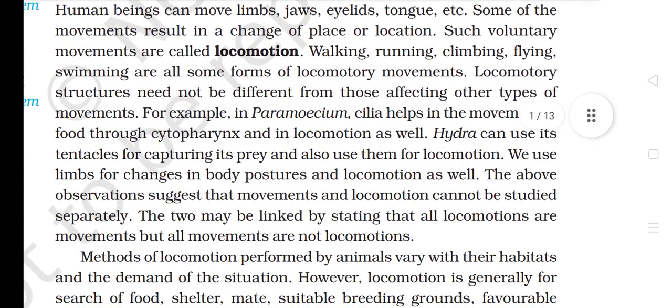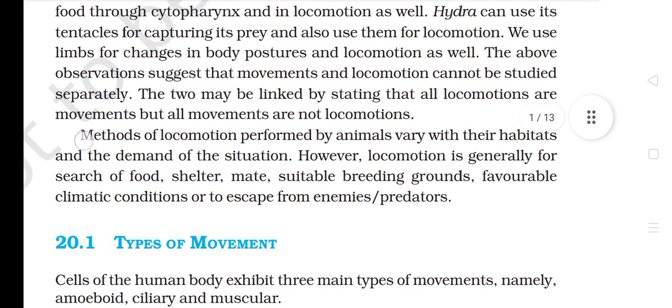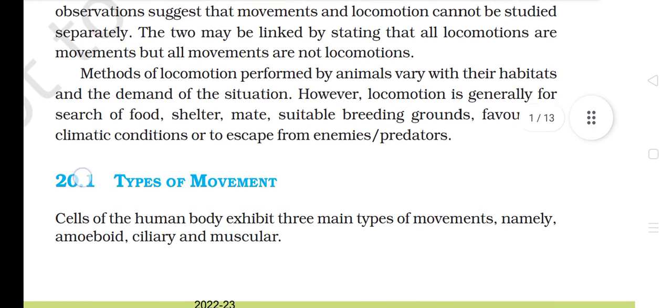For example, in paramecium, cilia help in the movement of food through cytopharynx and in locomotion as well. Hydra can use its tentacles for capturing its prey and also use them for locomotion. We use limbs for changes in body postures and locomotion as well. The above observations suggest that movements and locomotion cannot be studied separately. The two may be linked by stating that all locomotions are movement but all movements are not locomotions.